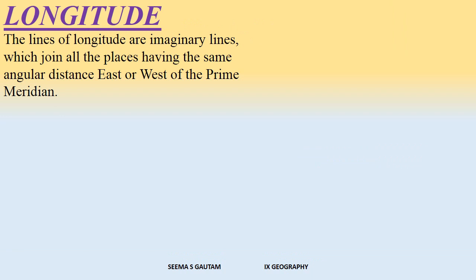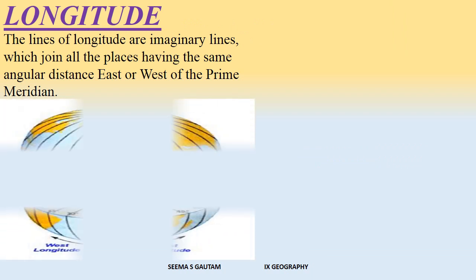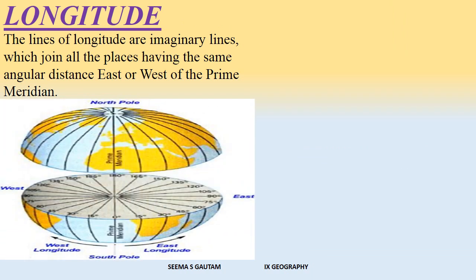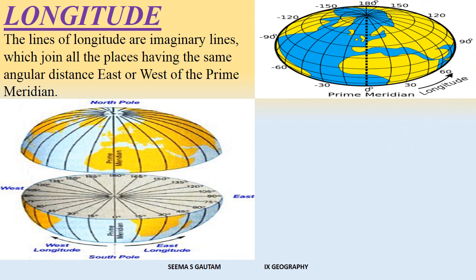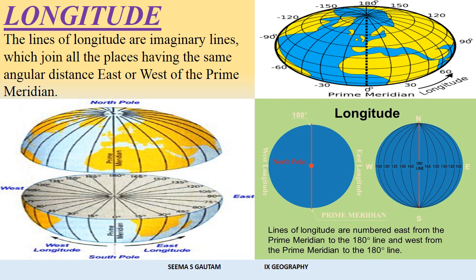Now we'll go ahead with the longitude. The lines of longitude are imaginary lines which join all the places having the same angular distance east or west of the prime meridian. All longitudes are semicircles converging at the North Pole and the South Pole. Two meridians of longitude, 180 degrees apart from each other, together make a complete circle on the globe.